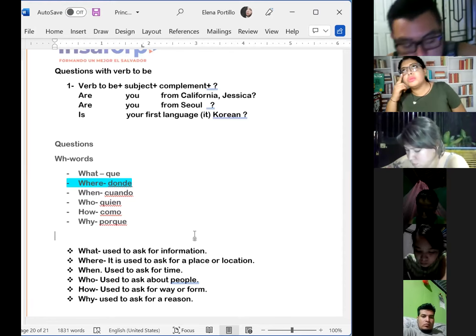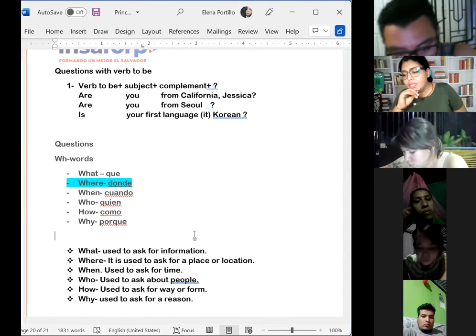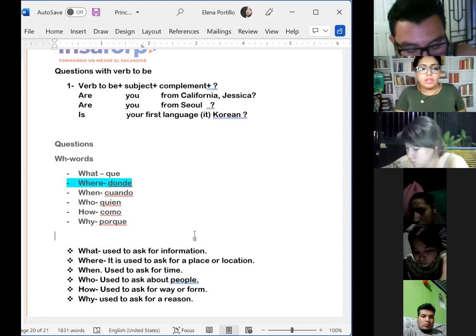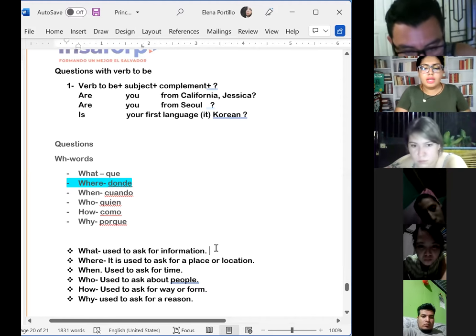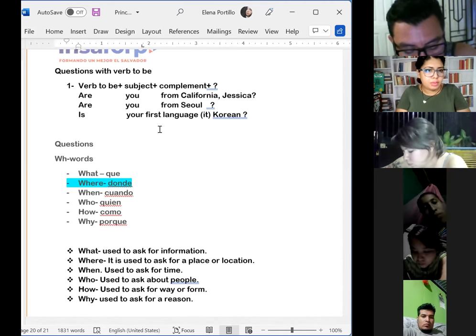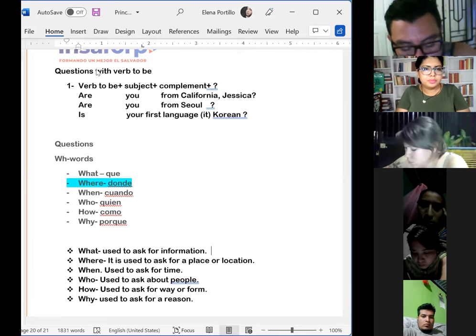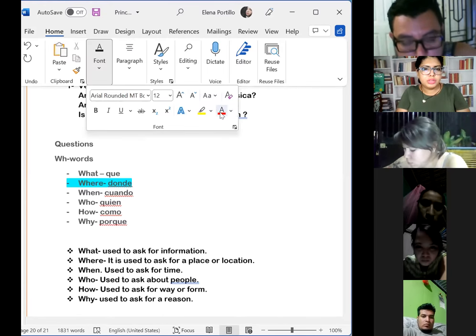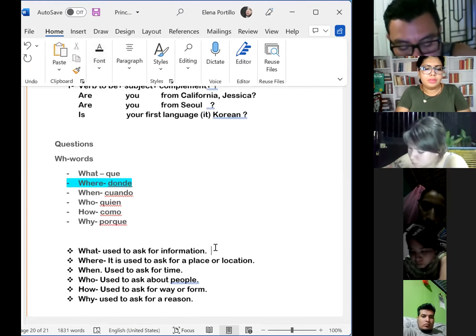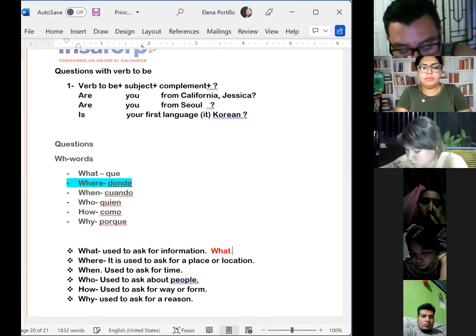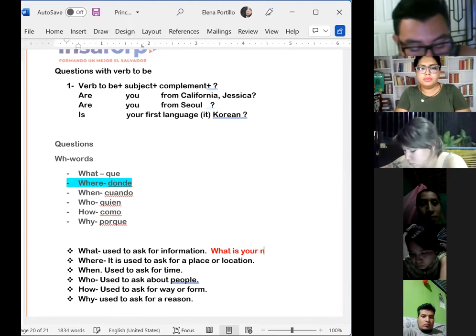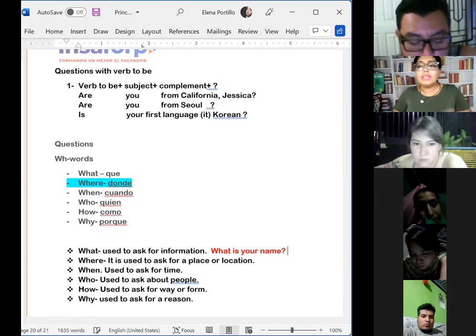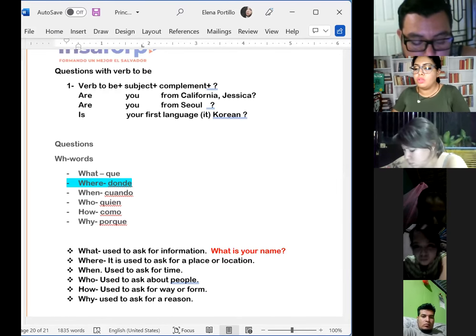And we are going to write an example, a very, very easy example. So, in this one, I will change the color, I guess. We are going to use red for the example. What is your name? ¿Cuál es tu nombre? Estamos preguntando por información.